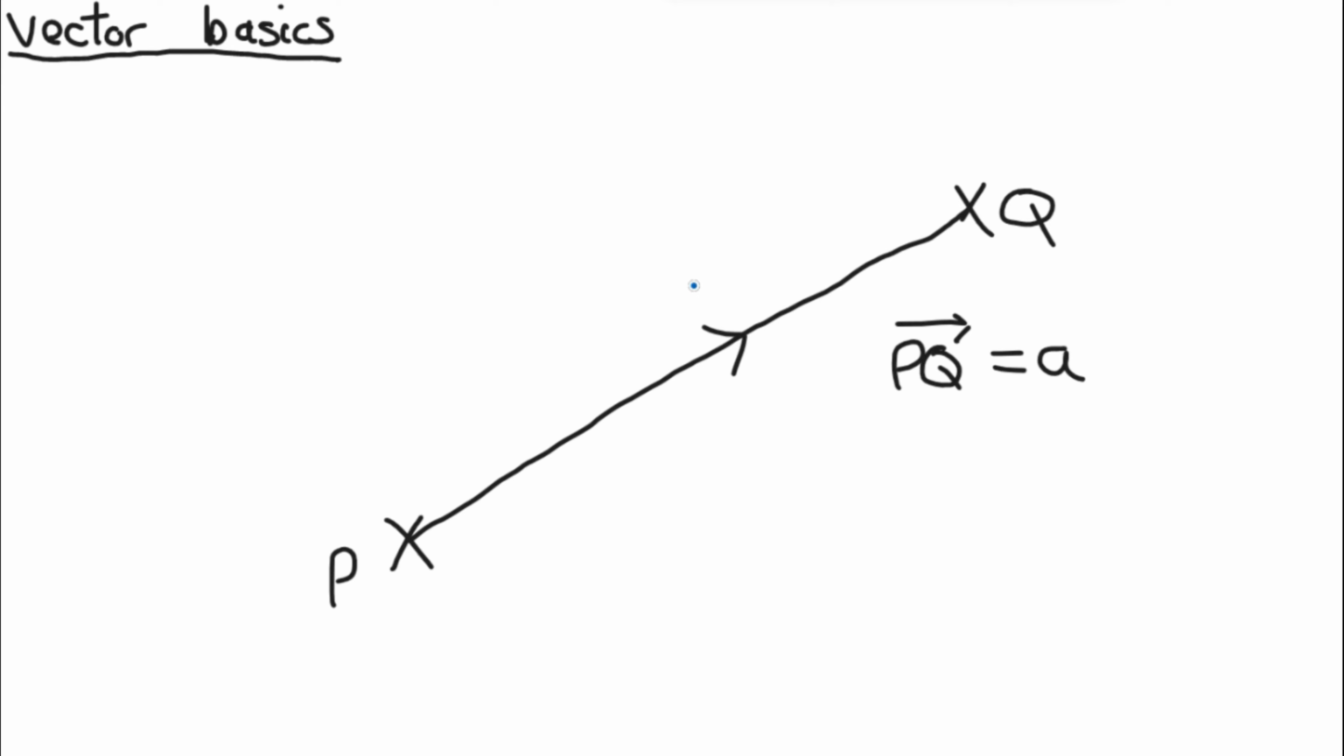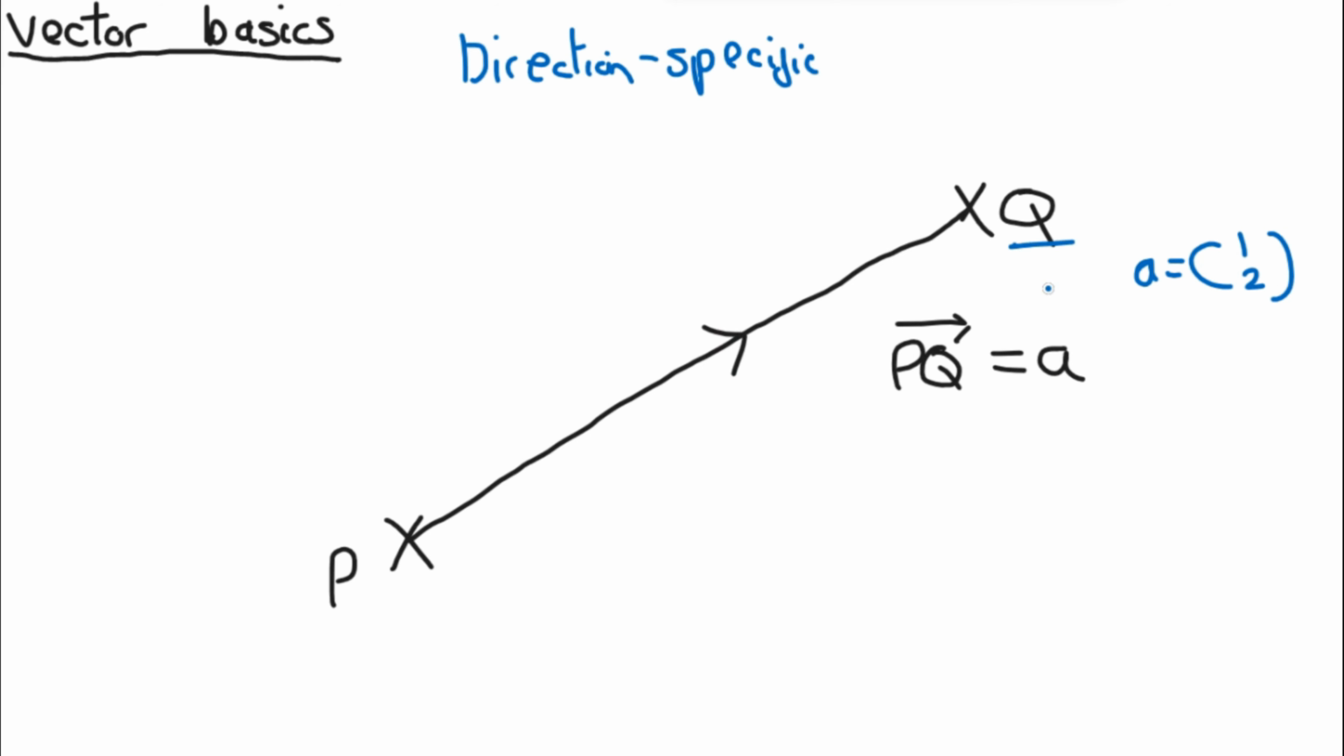So one key concept with vectors that's very important is that they're direction specific. What this means is, let's say we have the vector PQ, and we have this arrow here to represent that we're going from P to Q. And let's say that's equal to A, where A is something like 1, 2, some sort of vector. Let's say that we want to know what the vector QP is. That means it's the exact same vector, but we're going from Q to P instead. So the arrow will be like this, and instead we write it as QP with the arrow like that.